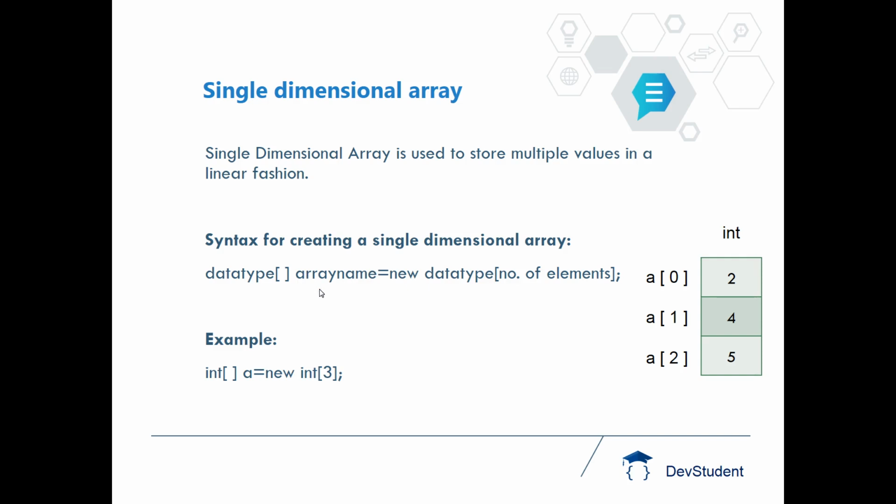Int is the data type of an array. That means you can store only int type values. The square brace shows that it's a single dimensional array. A is an array name and 3 is the number of elements. You can store 3 values inside an array. So it's going to be a of 0, a of 1 and a of 2.